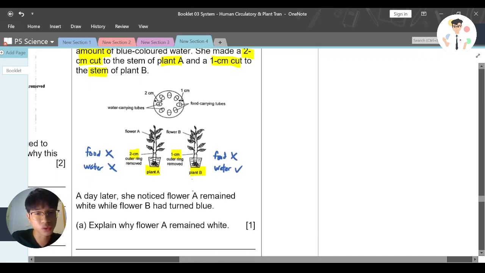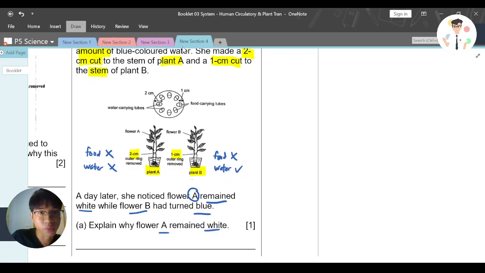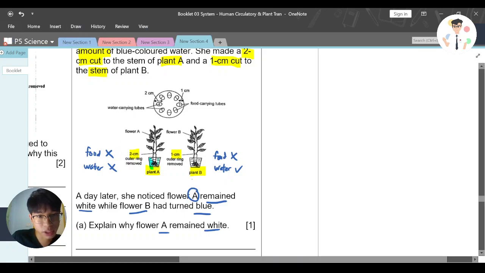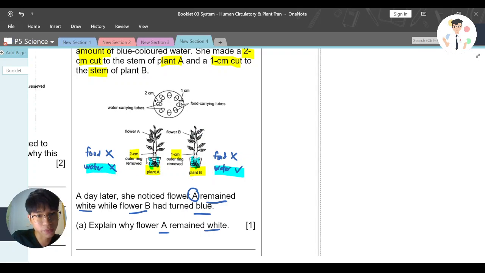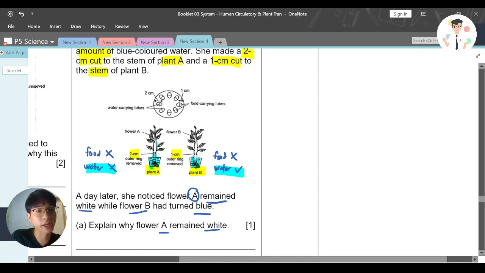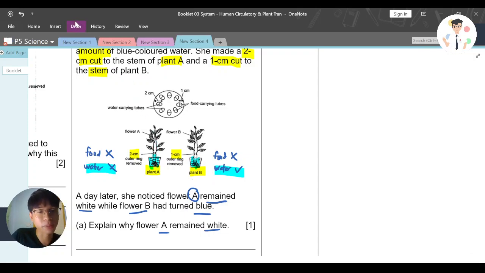A day later, she noticed that flower A remained white, but flower B has turned blue. Explain why A remained white. I think it's very obvious here, right? This water is blue color water. This water is also blue color water. In this one, water can be transported across, but water in plant A cannot. It will go up to here only. That is the reason why it remains white, because the blue color water cannot be transported across.